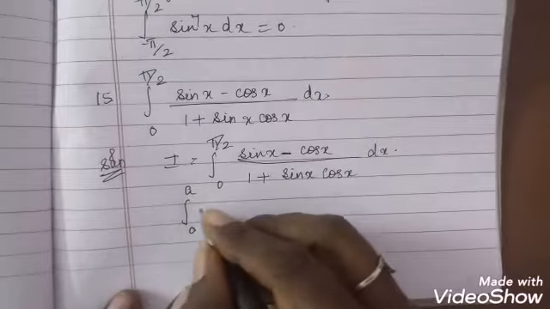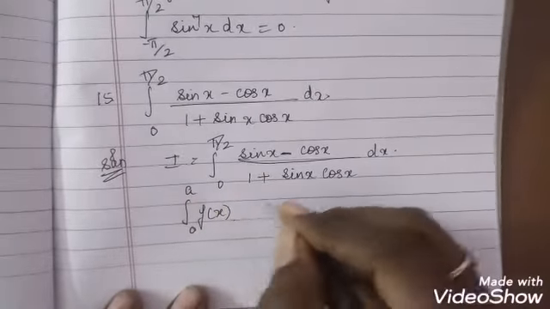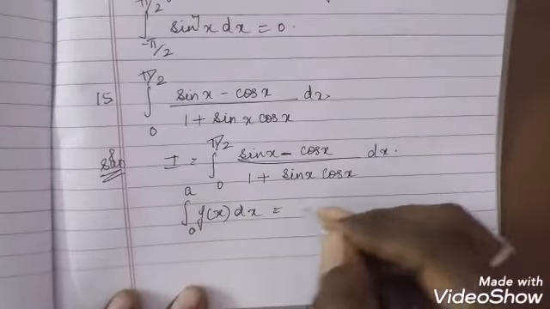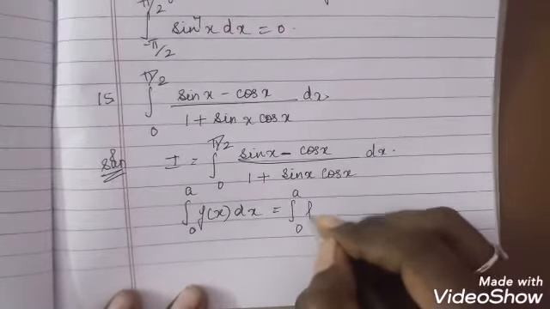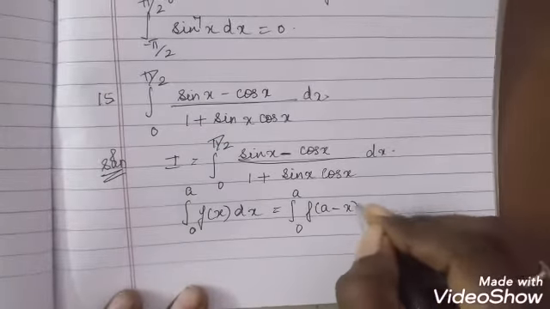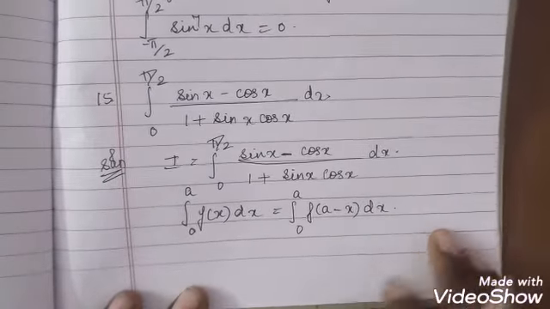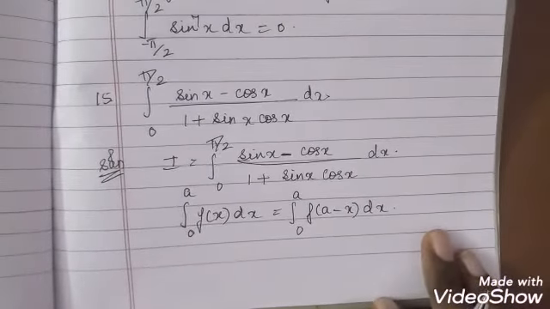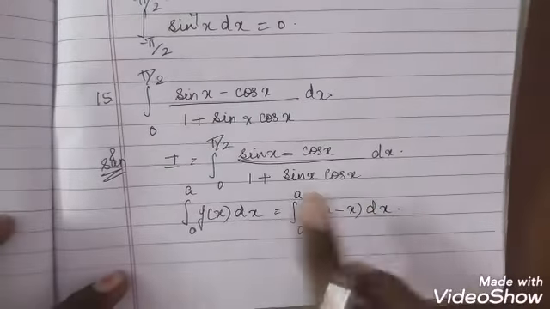So again, what's the property I'm going to use here? The integral over 0 to a of f of x dx is equal to the integral over 0 to a of f of a minus x dx. This is the property I'm going to use here. So we'll see how we can evaluate this by using this property.